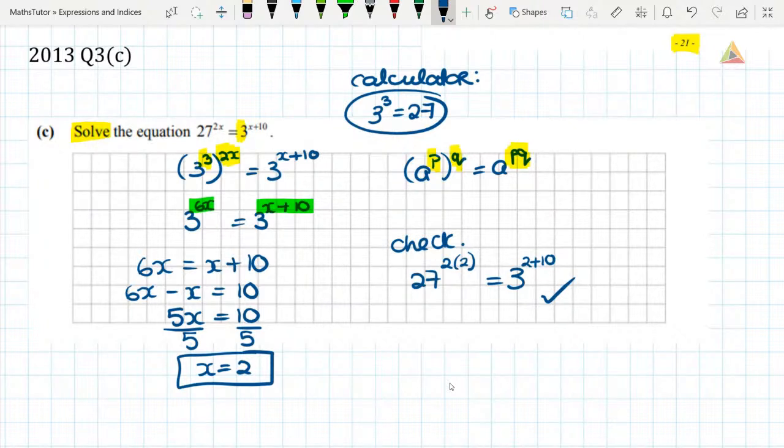And I know that I'm going to be using that whenever I see my variable or my x or my letter in my power. So when it's in the power, I'm going to use that method.